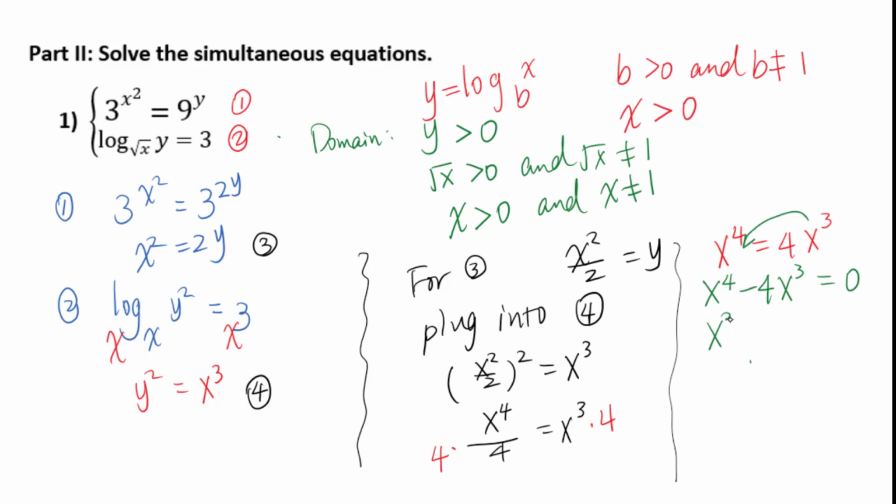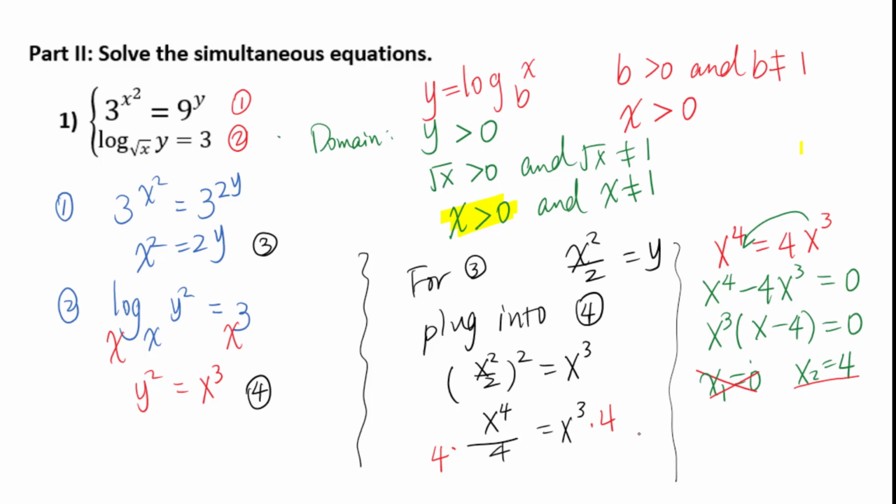Common factor x to the third power, x minus 4 equals 0. So we have x1 equals 0, x2 equals 4. Check the domain. This x must be greater than 0. x1 equals 0 is not a solution. We have x2 equals 4.